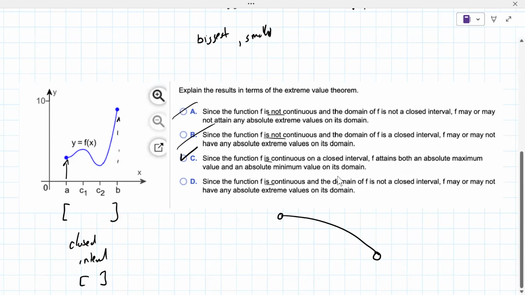There is no min or max. Okay. So it has to be a closed interval.